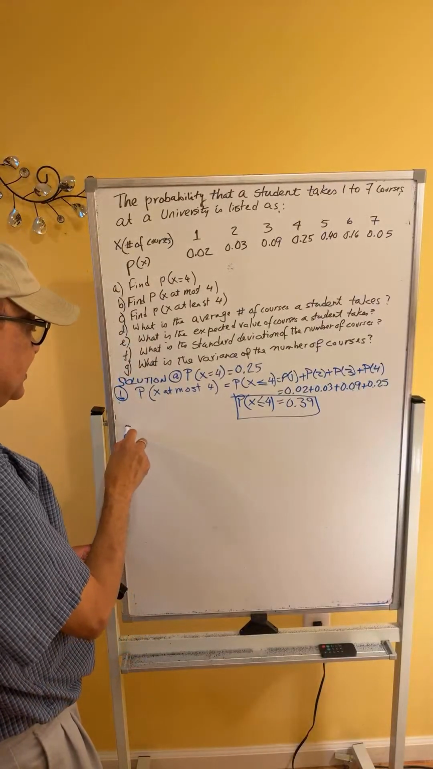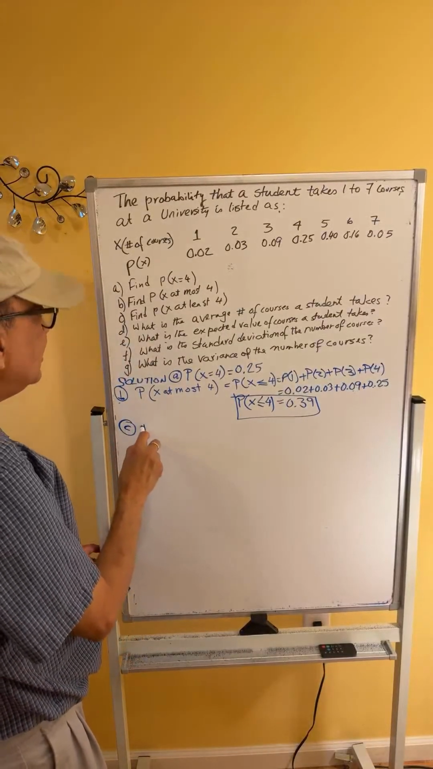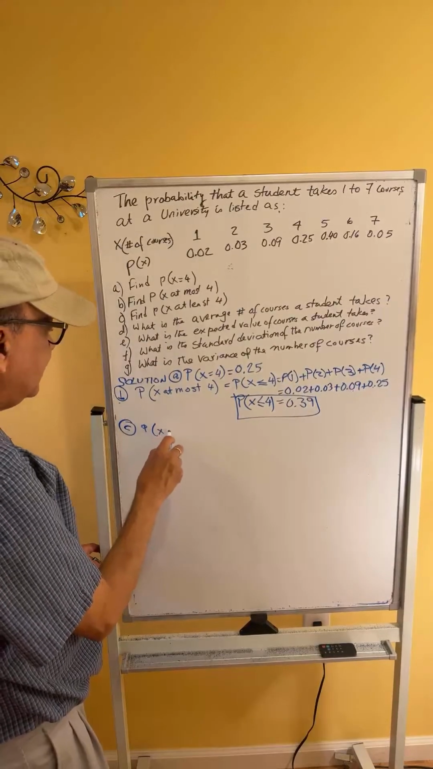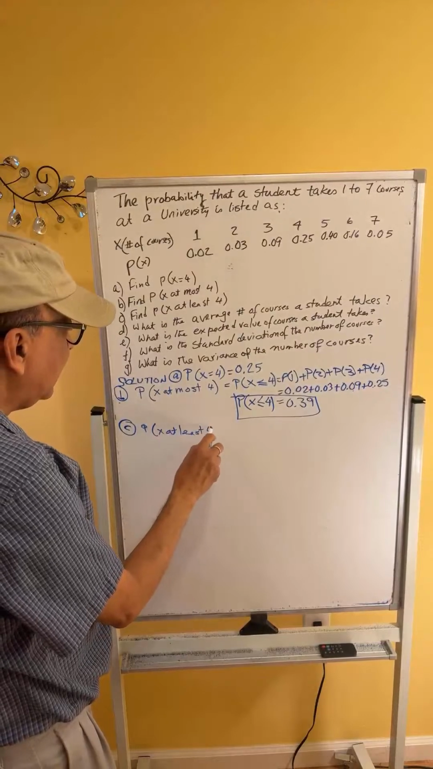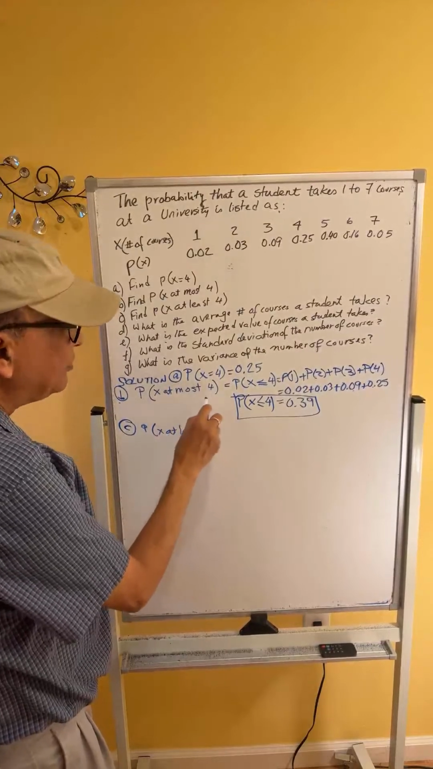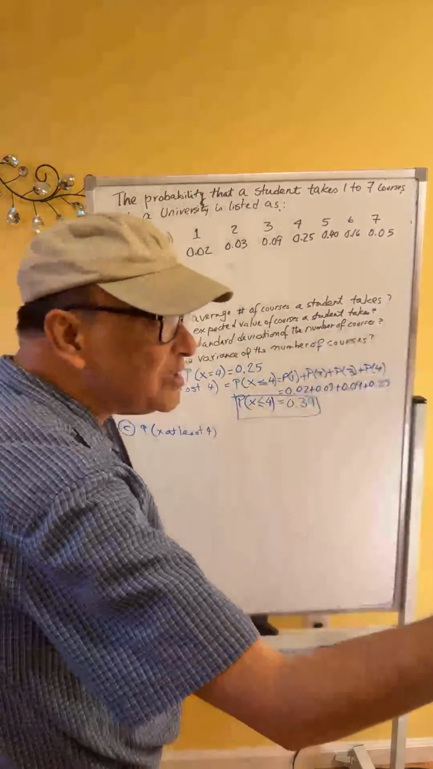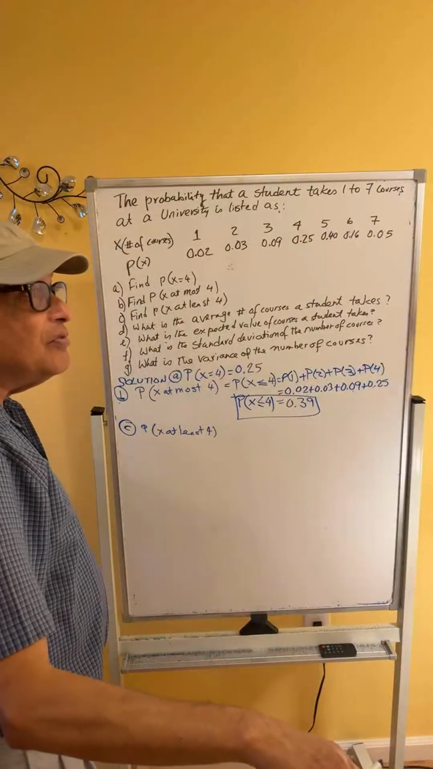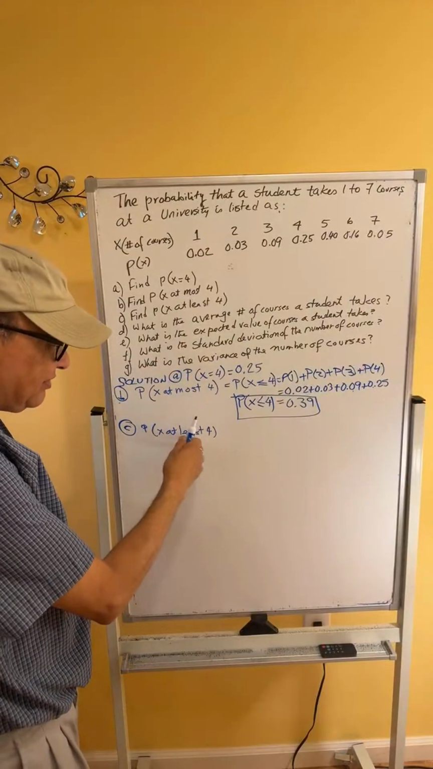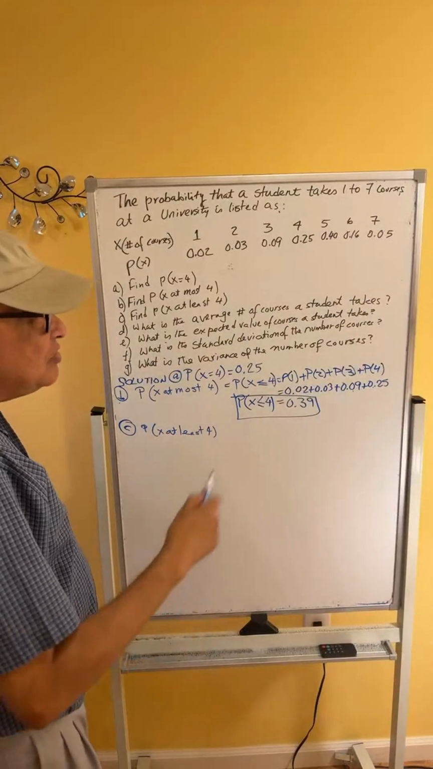Part C, P of x at least 4. At least 4 is different from at most 4. At most 4, maximum is 4. At least 4, the lowest value is 4. At least, as the name implies, lowest value is 4.